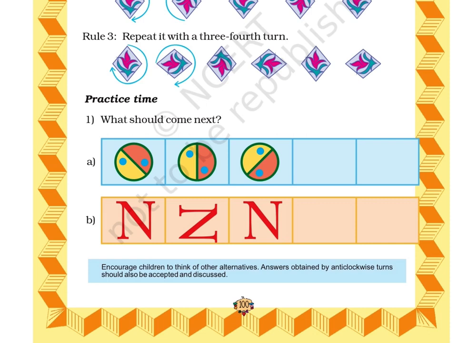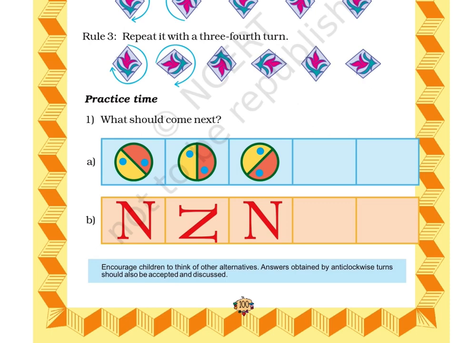A. We see a circular pattern rotating in a particular way. 3 instances have been given. You have to create 2 more instances based on this repeat. B. We see the letter N, again repeating with 1/2 turn. 3 instances of this repeat are shown. 2 blank spaces are provided for you to draw the pattern.